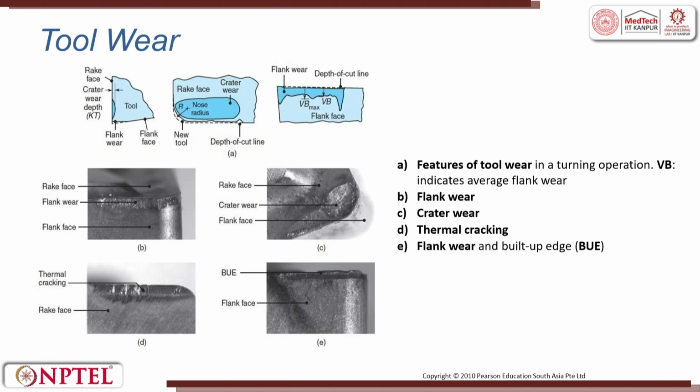So, here it tries to give you a lot of understanding. A refers to the features of tool wear in a turning operation, B talks about flank wear, C talks about the crater wear, D talks about the thermal cracking which is formed on the flank, and E talks about built-up edge. This is the built-up edge on the top of the tool.